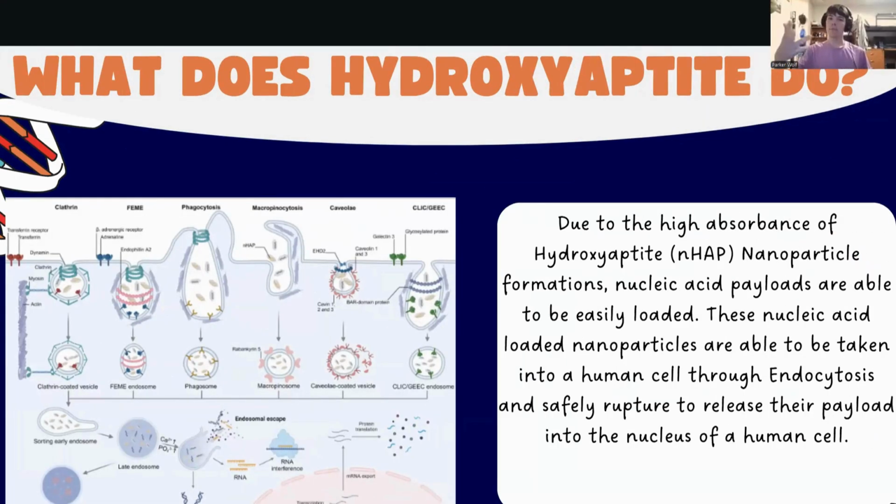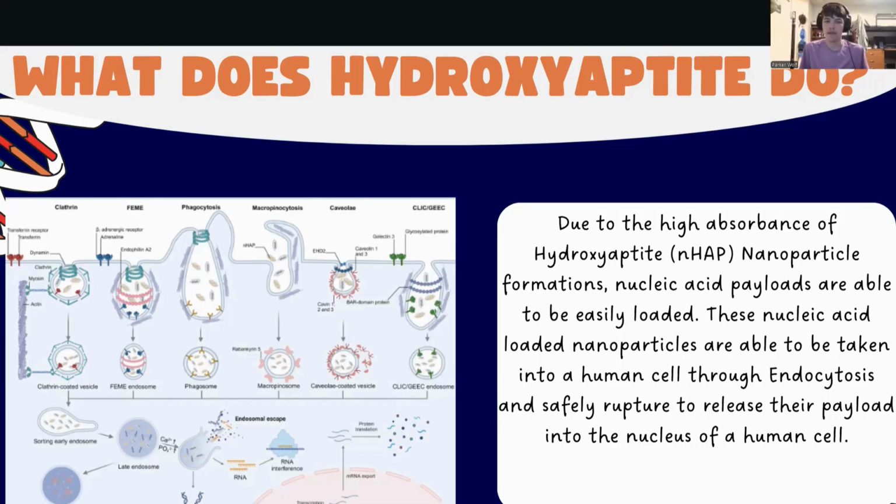Now, we discussed some of the applications of NHAP, but the question is why is it so effective? First, we need to discuss a few of the important properties. First of all, NHAP is extremely absorptive, allowing the nanoparticles to be easily loaded with nucleic acid. Secondly, the NHAP nanoparticles are very good at protecting the integrity of nucleic acid payloads, meaning that you're not going to have as many possible errors.